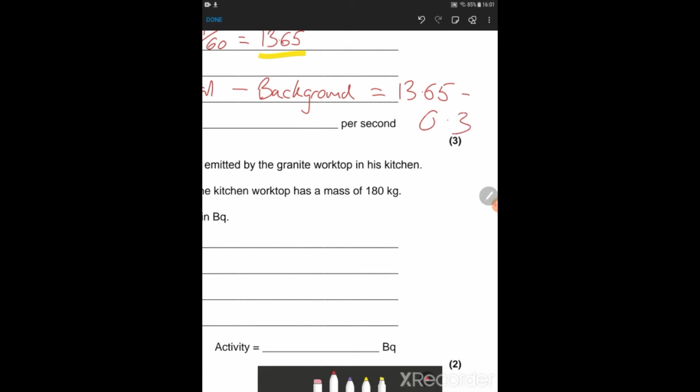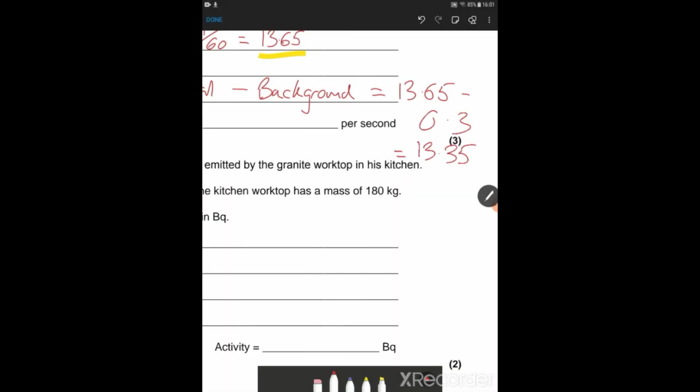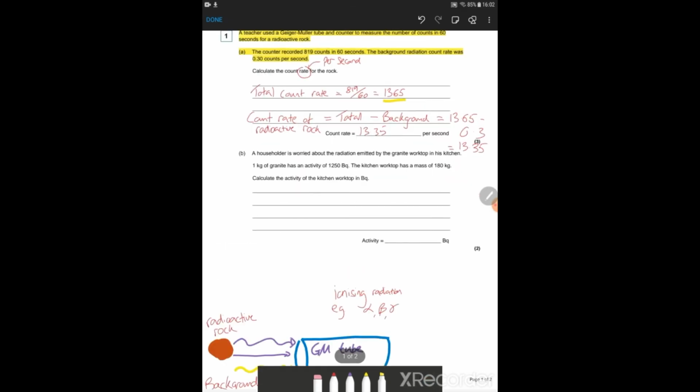0.3. Okay, and that is equal to 13.35. Okay, and I'm going to put that over here. So 13.35. Okay, and that is our answer for that section. I did that quite comprehensively. I could have done that very quickly.